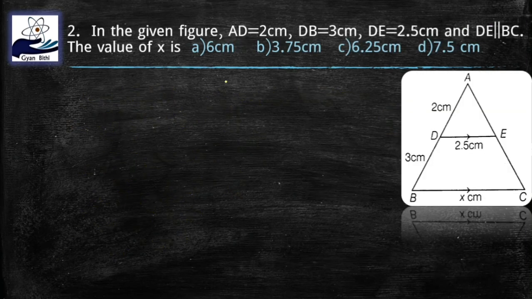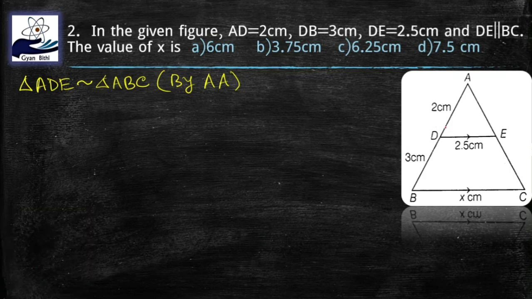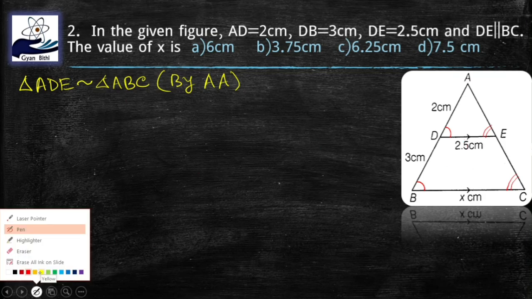In the given figure, AD equals 2, DB equals 3, DE equals 2.5 and DE is parallel to BC. The value of x is: triangle ADE is similar to triangle ABC by AA criteria of similarity. It is very easy, you can easily show that. Just check it here. This angle will be the same as this angle since this is given parallel, and similarly this is also the same. So by AA criteria these two triangles will be similar.